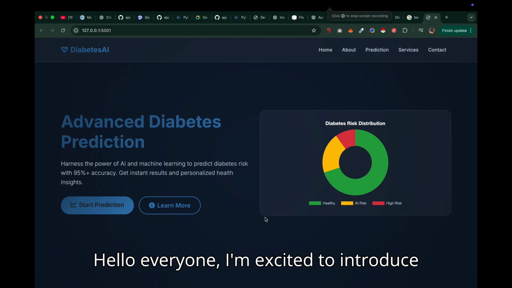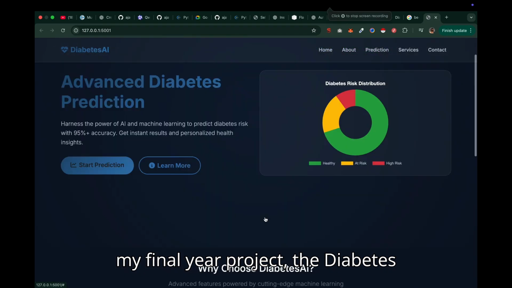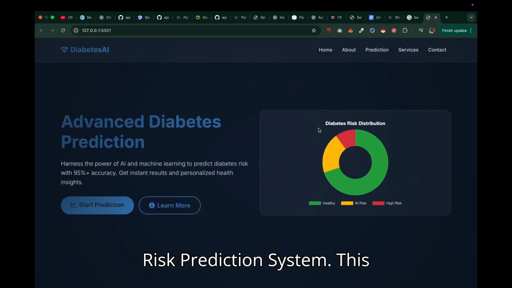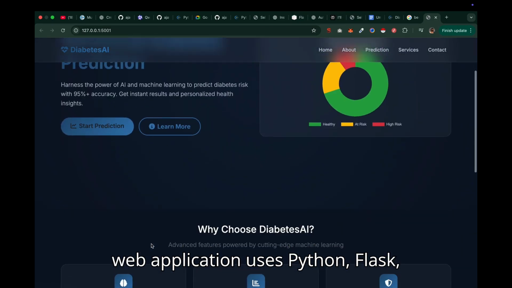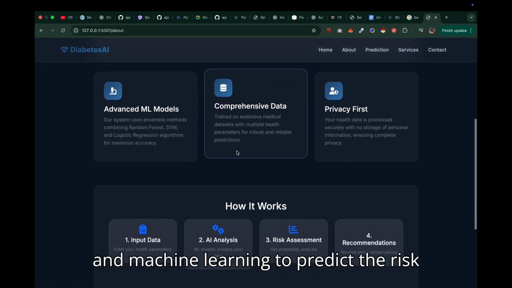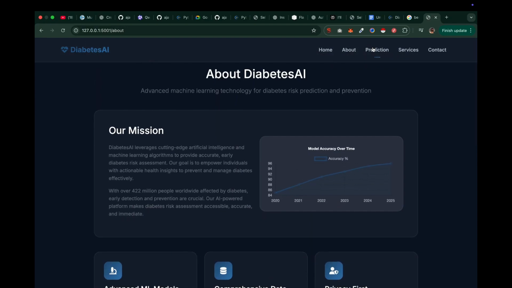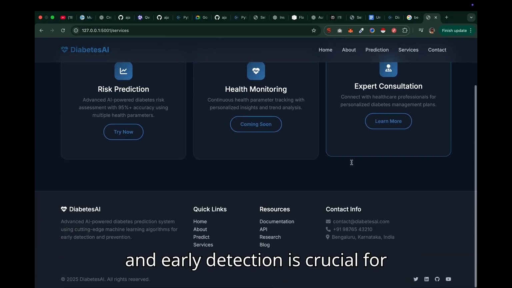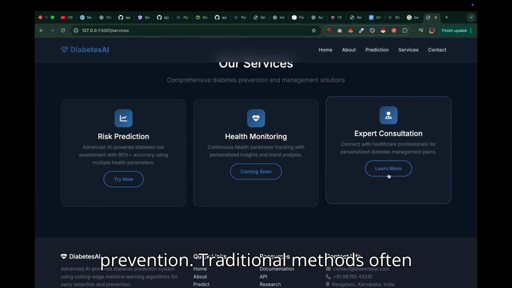Hello everyone. I'm excited to introduce my final year project, the Diabetes Risk Prediction System. This web application uses Python, Flask, and machine learning to predict the risk of diabetes in real time. Diabetes is a widespread health concern, and early detection is crucial for prevention.